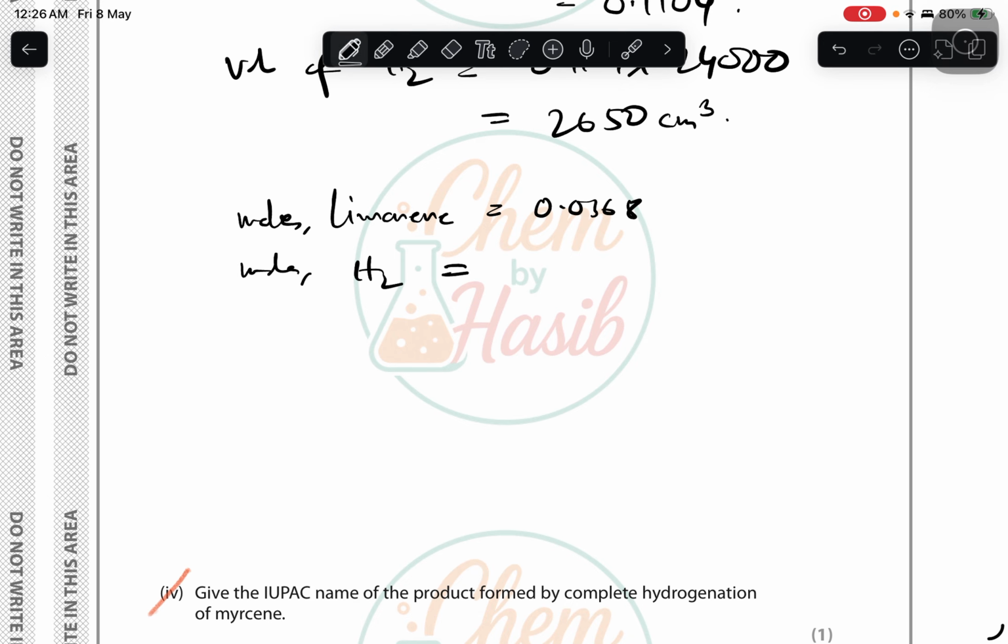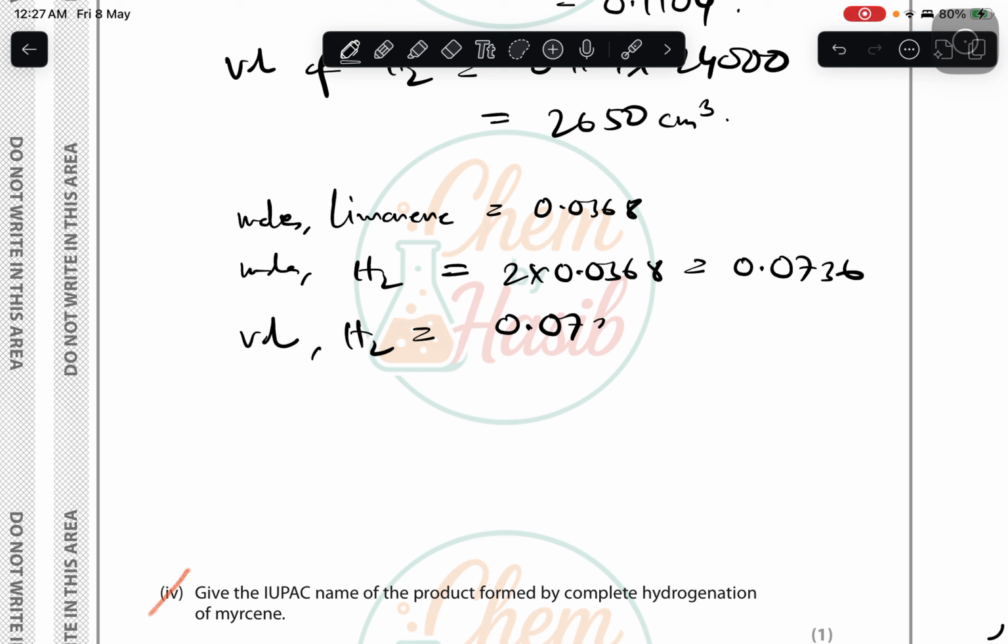So the moles of hydrogen gas required will be 2 multiplied by 0.0368. So if you multiply 0.0368 times 2, this would be 0.0736. Now if you find the volume of H2, it will be 0.0736 multiplied by 24,000. So this would be 1766 cubic centimeters. This would be the answer. All right.